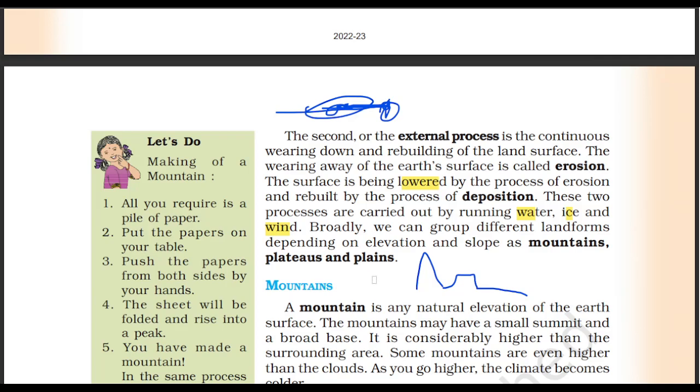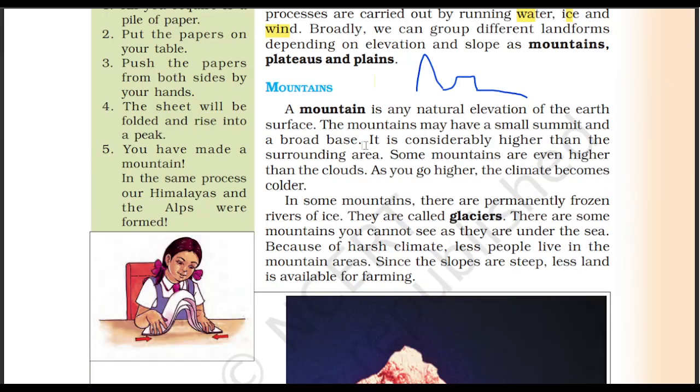Now first we learn about mountains. A mountain is any natural elevation of the earth's surface. The mountain may have a small summit and a broad base. It is considerably higher than the surrounding area. This is the surrounding area and this is higher. Some mountains are higher than the clouds. So as you go higher, the climate becomes colder. In some mountains, there are permanently frozen rivers of ice. They are called glaciers. It means there is a frozen ice river.